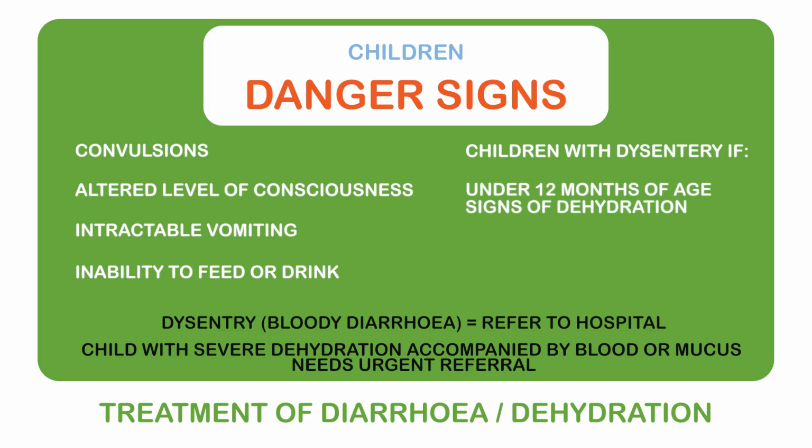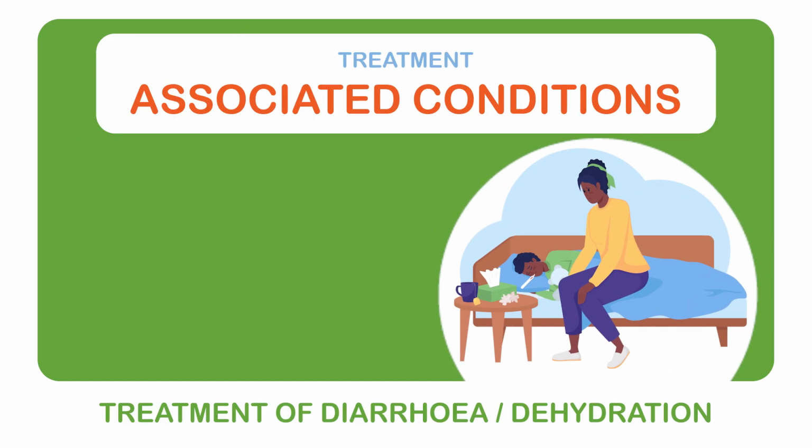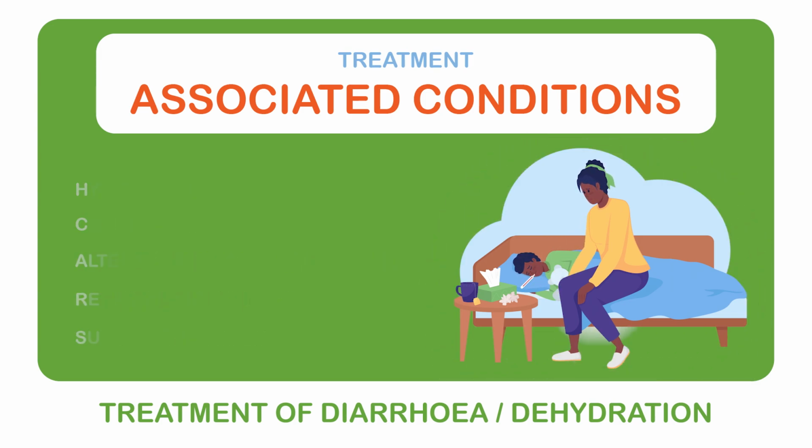If they are under 12 years of age, show signs of dehydration, are malnourished, or have a suspected acute abdomen or another surgical problem, a child with severe dehydration accompanied by blood or mucus in their diarrhea needs to be referred to a hospital or clinic immediately. All children should be assessed and treated for associated conditions, for instance, hypothermia, convulsions, altered level of consciousness, respiratory distress, and surgical abdomen.